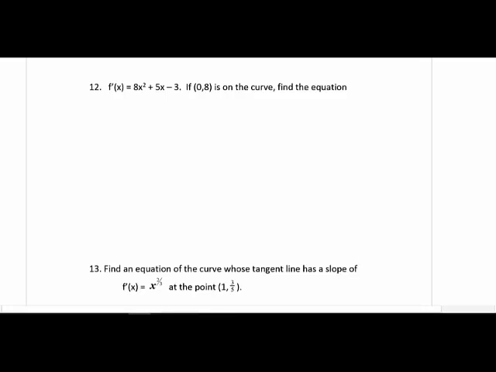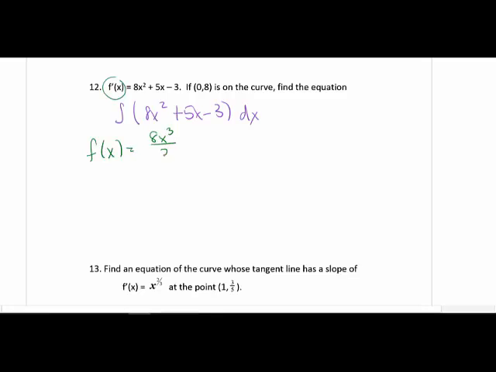So now we're going to deal with problems that are asking you to do a little bit more. They give you a little more information. When they give you a little more information, it's so that you can get rid of the c in the problem. So we're going to start off first, again, finding the antiderivative, just like we were doing before. So I'm going to integrate 8x squared plus 5x minus 3 with respect to x. And then remember, this original one was f prime, so my new function will be f of x.